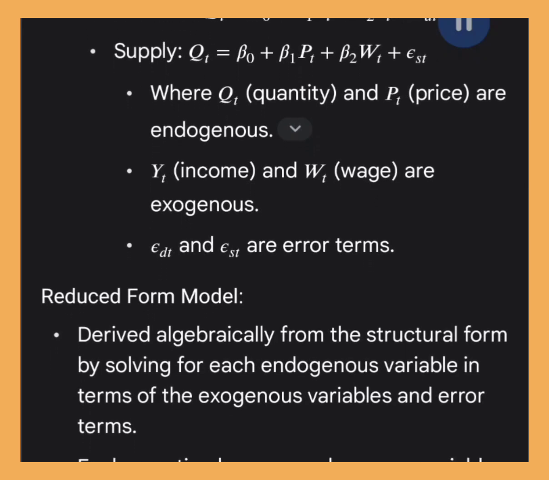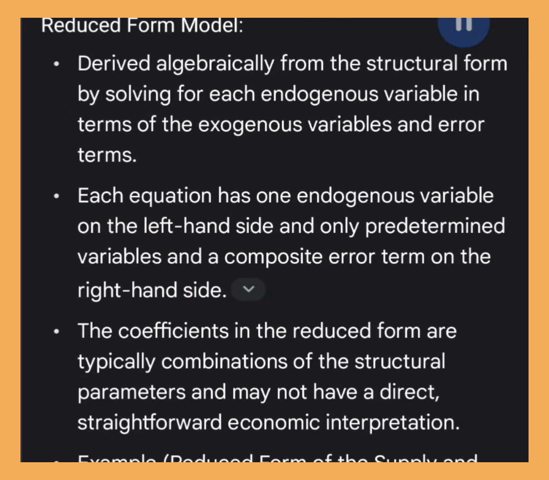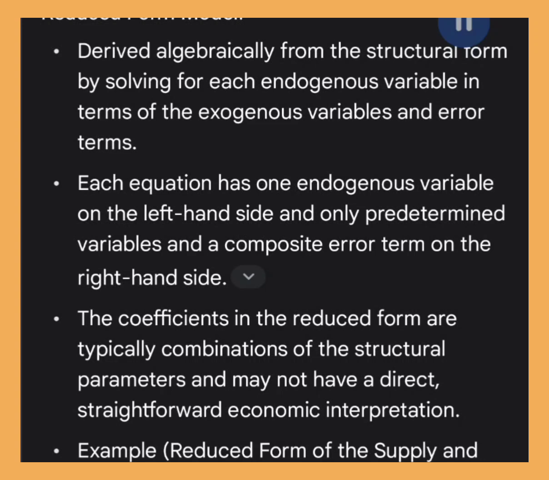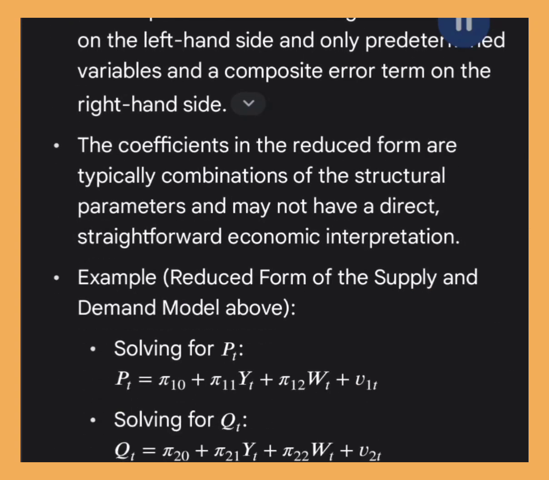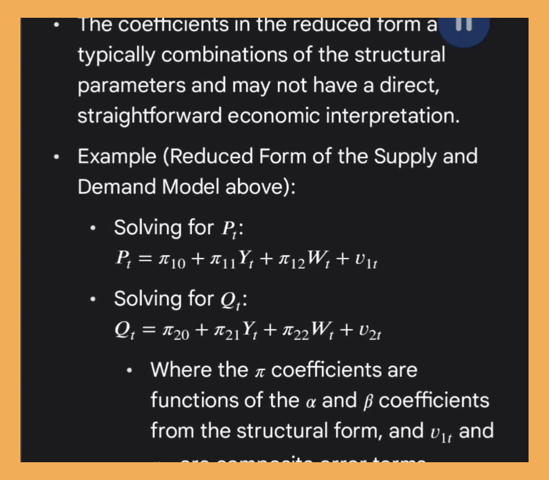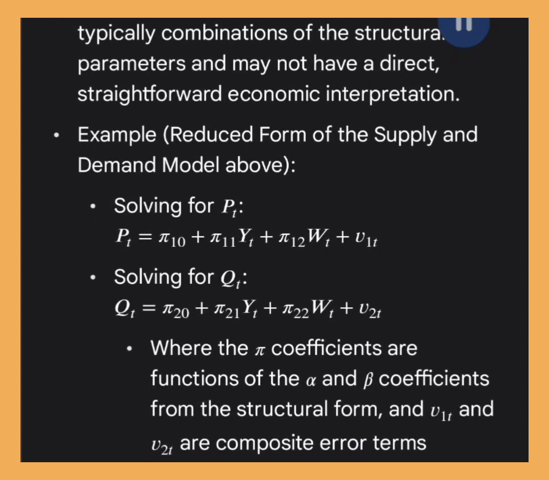Reduced form model. It is derived algebraically from the structural form by solving for each endogenous variable in terms of the exogenous variables and error terms. Each equation has one endogenous variable on the left-hand side and only predetermined variables and a composite error term on the right-hand side. The coefficients in the reduced form are typically combinations of the structural parameters and may not have a direct, straightforward economic interpretation. Example, reduced form of the supply and demand model above.